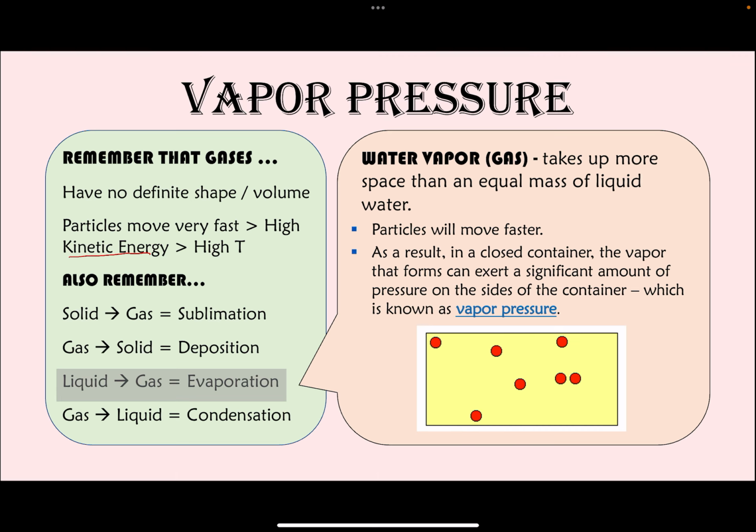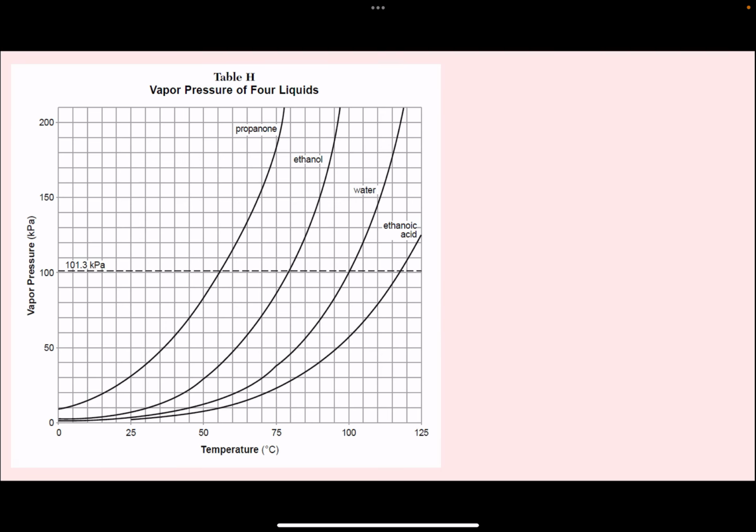So here's a quick illustration of what that might look like. You see those gas particles hitting the walls of the container. They're exerting a lot of pressure on the walls of the container. That's what we call the vapor pressure.